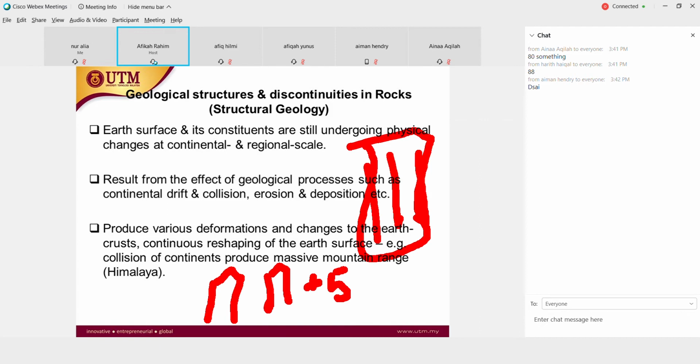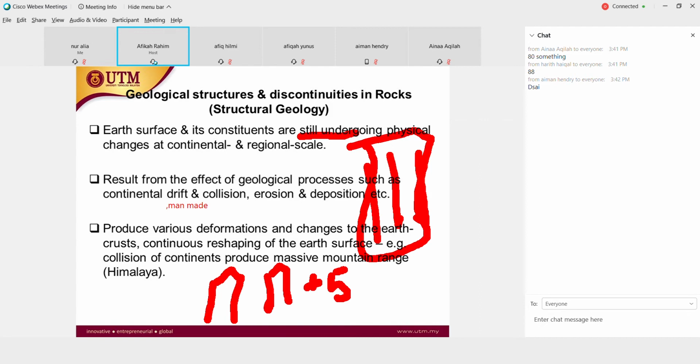Okay, so Earth's structure, Earth's surface, and its constituents are still undergoing physical changes at continental and regional scale. Why does it say it's still undergoing? Because it's still undergoing. The earthquake is happening, like the last 2 days or yesterday. There's a massive earthquake in South Sumatra. There is dynamic change down there. There is a combination of physical and chemical changes in the earth.